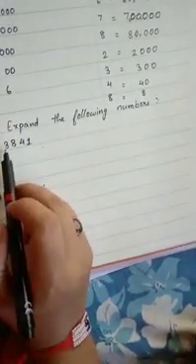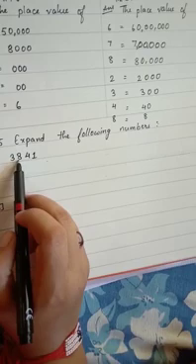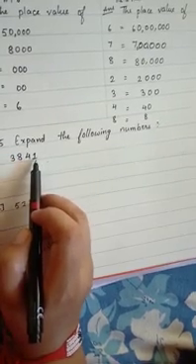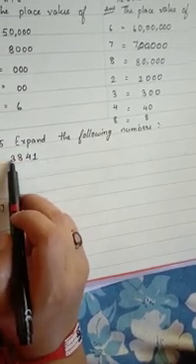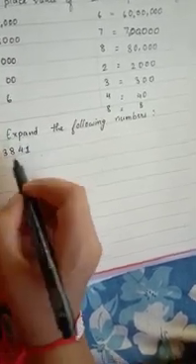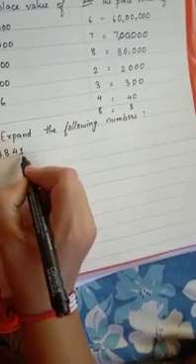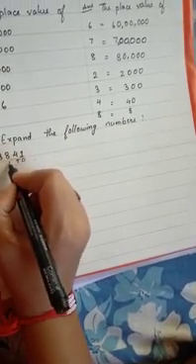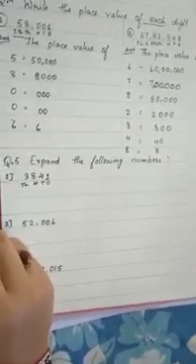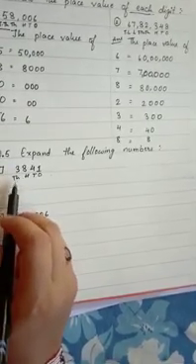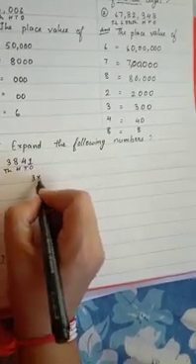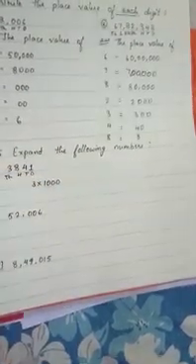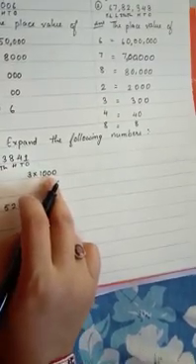Like it is 3841. That means 3 is at thousands place. So first write in the place value order as ones, tens, 100, then 1000. This will make it easy for writing the answer. So 3 is at thousands place, that means 3 should be multiplied by 1000.